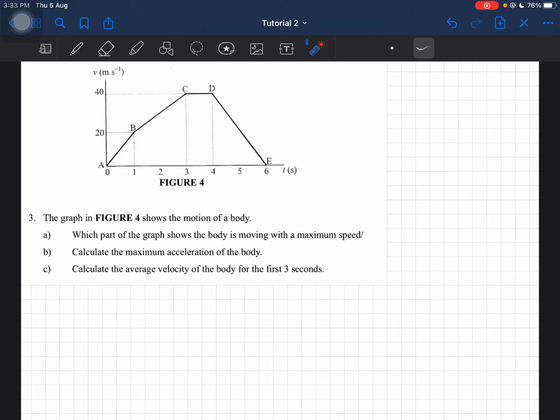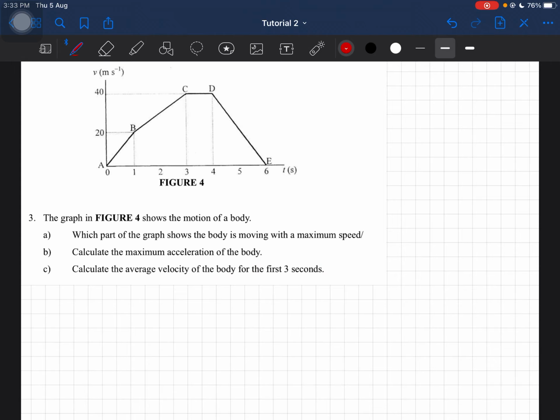Right, question 3 of tutorial chapter 2. The graph in figure 4 here shows the motion of a body. Which part of the graph shows the body is moving with a maximum speed? Okay, so it asks us to find the maximum speed as well as the maximum acceleration, and then finally the average velocity of the body for the first 3 seconds.